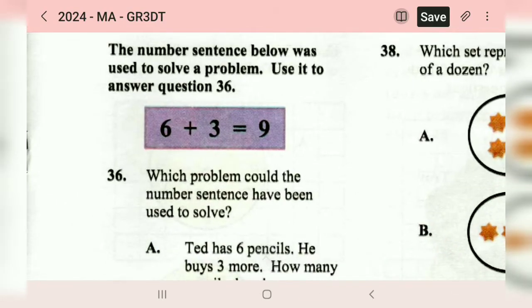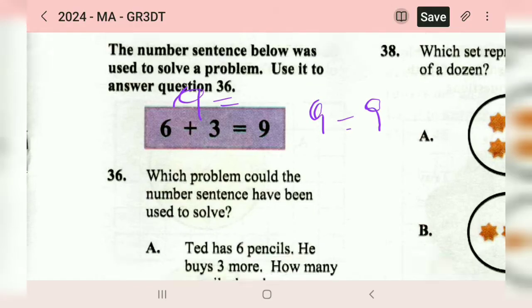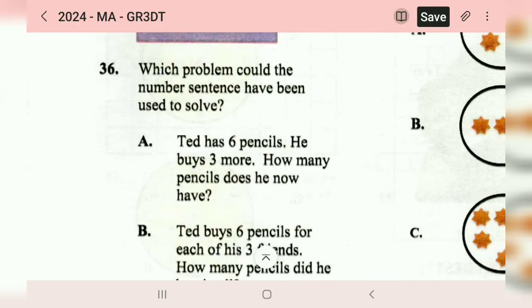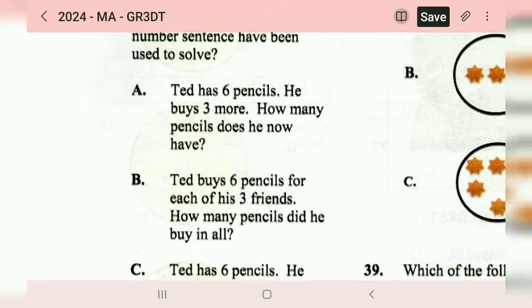For 36, the number sentence below was used to solve a problem. Use it to answer question 36. 6 plus 3 equals 9. Which is the same thing as saying 9 is equal to 9. Which problem could the number sentence have been used to solve? A: Ted has 6 pencils. He buys 3 more. How many pencils does he now have? B says Ted had 6 pencils for each of his 3 friends. How many pencils did he buy in all? 3 6s are 18.